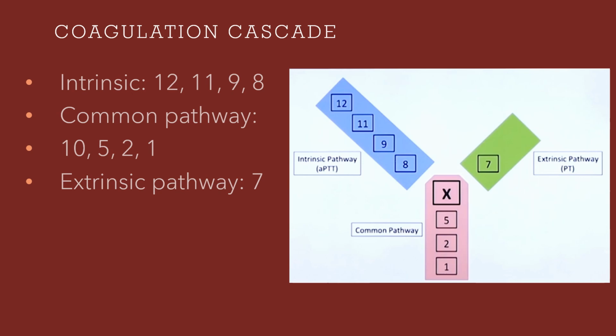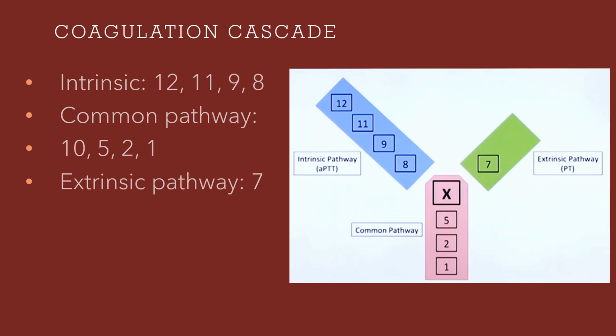On the left, you can see the intrinsic pathway, which involves factors 8 and 9. Those are the hemophilia factors, an intrinsic pathway. And then it also involves 11 and 12. So 4 factors, 8, 9, 11, 12. We skip 10 because 10 is in our common pathway in the center.